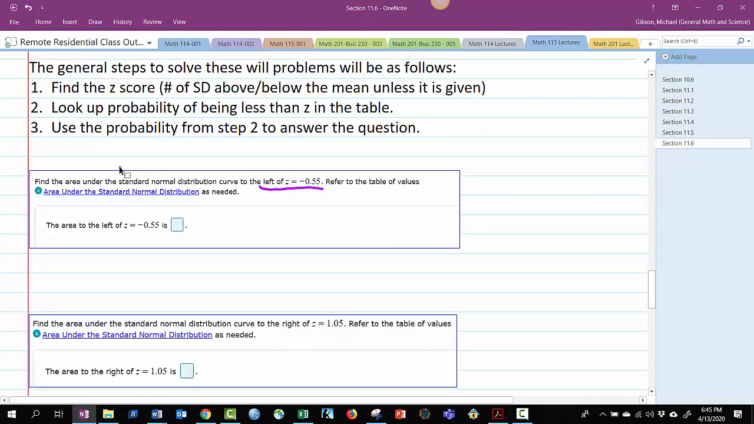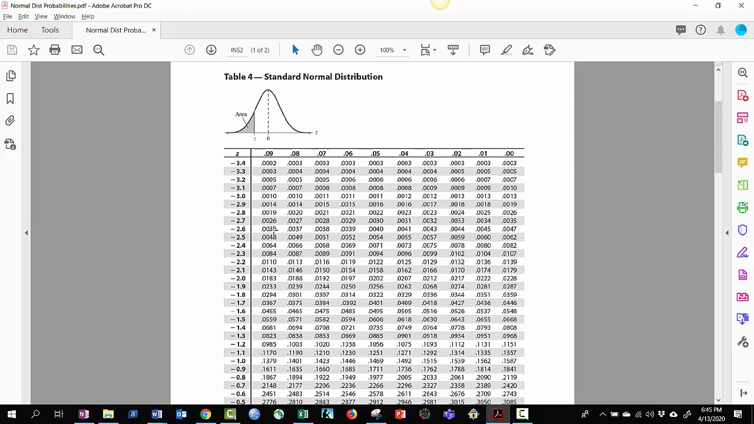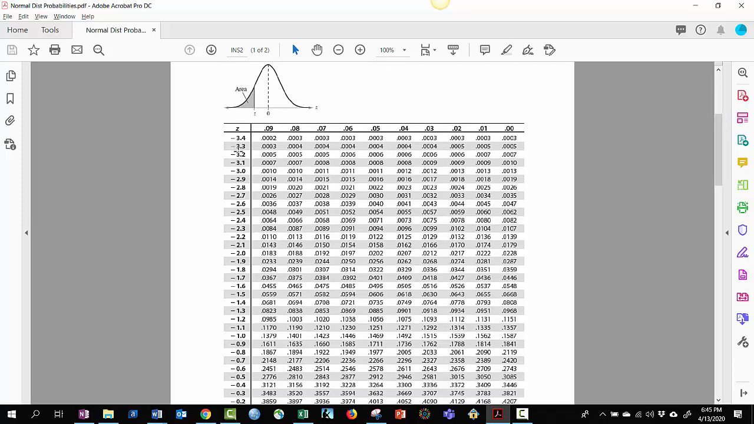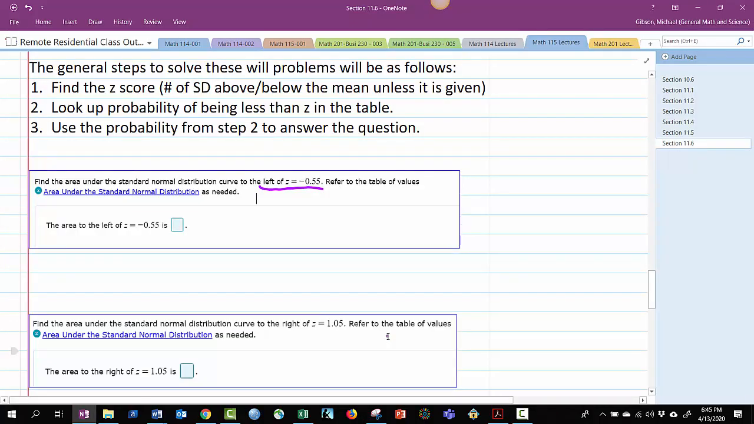Left of minus 0.55. All right, so what we're going to have here, the table shows, if you look at the diagram, see it shows the area to the left of the z, and here we look up the z, the first two digits of it are down the column, the third digit is across the top. And this is the probability of being less than that z. So less than minus 0.55, the first page of the table has negative z's, the second page has positive. So negative 0.5, and we come over to 0.55 and get 0.2912. Okay, so that's the way the table works for that.